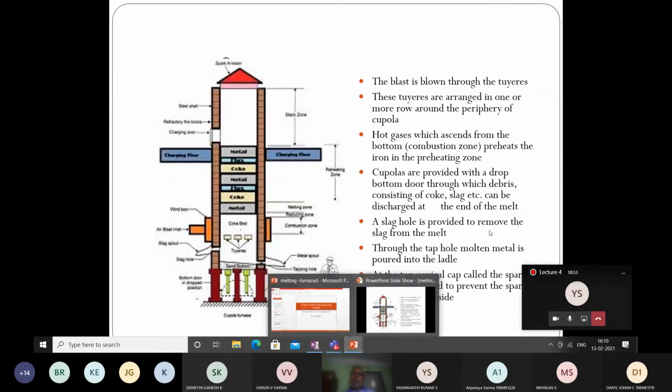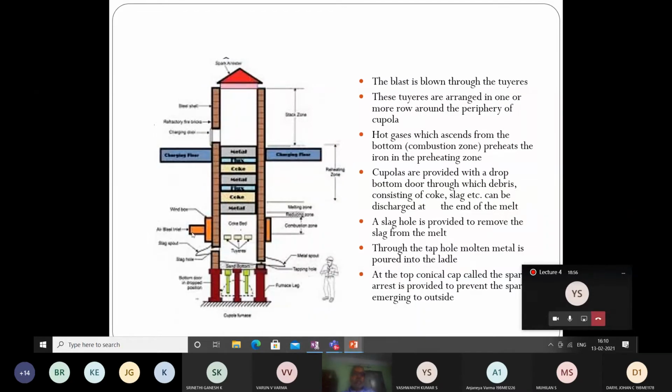Next, the blast is blown through the tuyeres. Air is allowed inside here. On the circumference, because it's a two-dimensional diagram, there are many openings called tuyeres, on the circumference of the steel shell. Air is allowed through them, and through these openings we are doing the blasting.